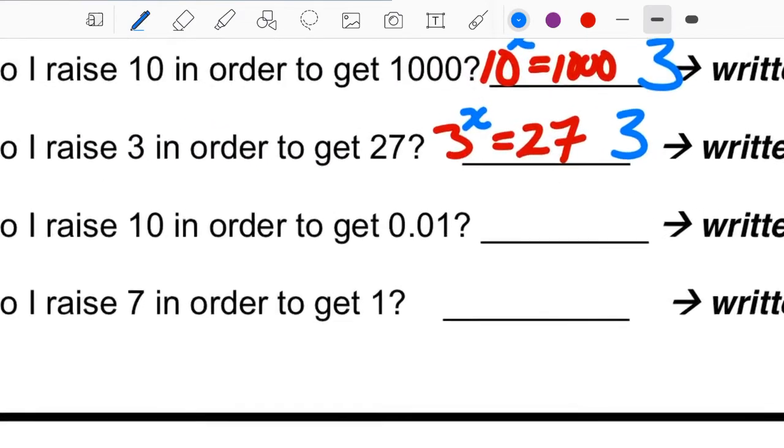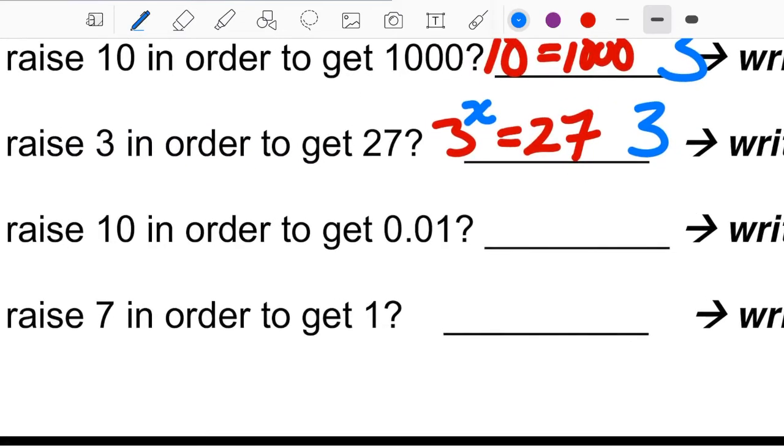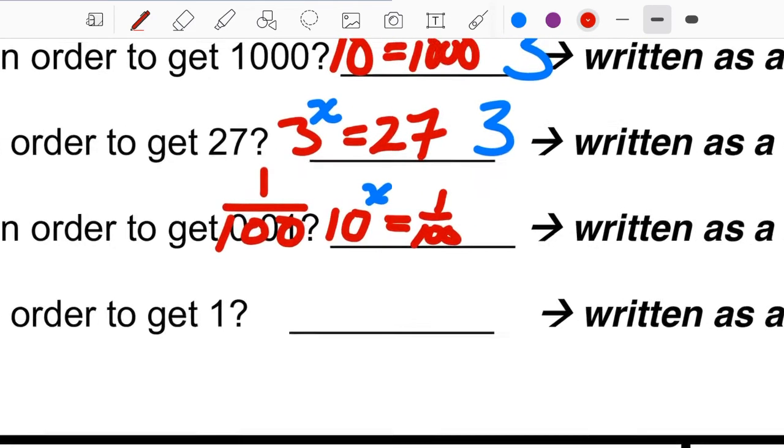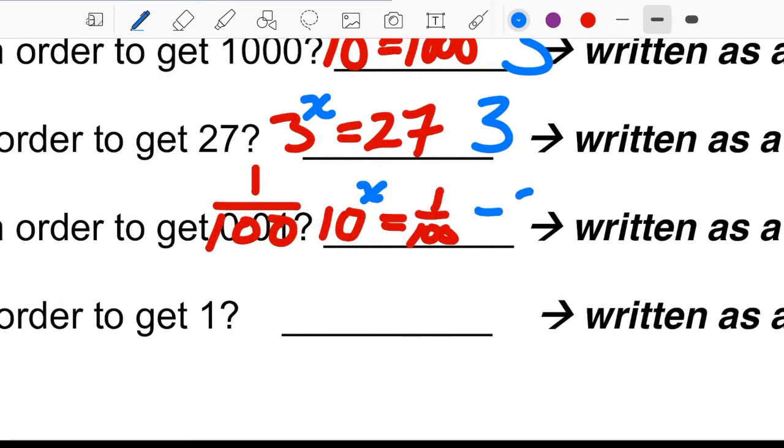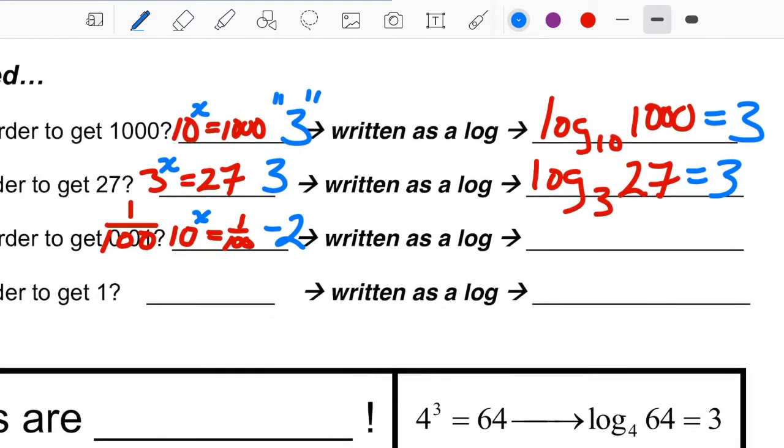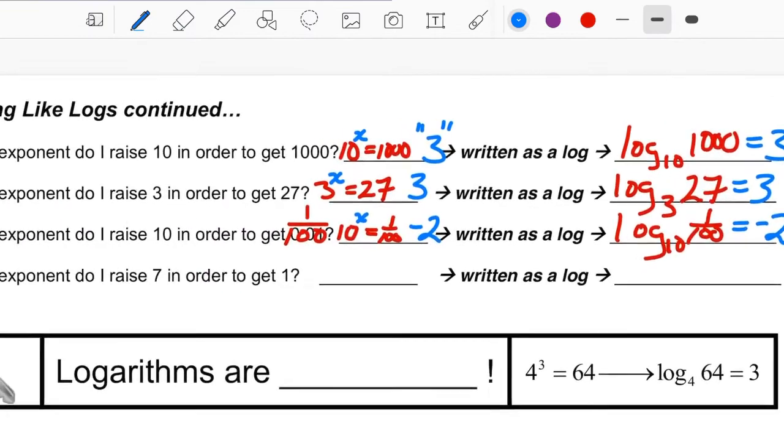To what exponent do I raise 10 to get 0.01? Now, this is a good problem to think about what 0.01 is, and that's the same as 1/100th. It might be good to rewrite it that way, because then you can say 10 to what power? It's going to be a negative power, right? 10 to what negative power gives you 1 over 100? Did you say negative 2? That way we can write this as the log base 10 of 1 over 100. And remember, logs are always equal to exponents, and that's why this is equal to negative 2.